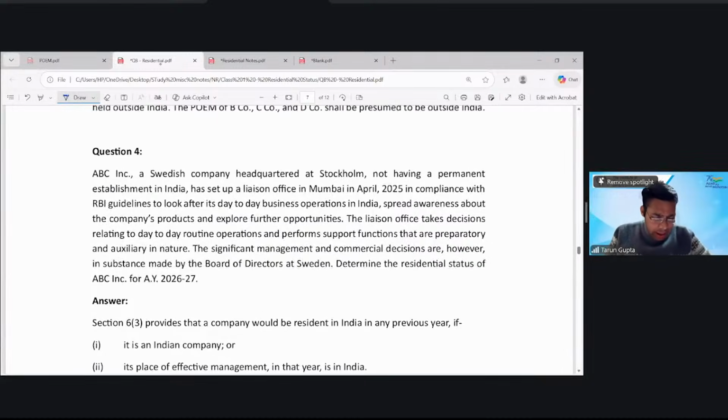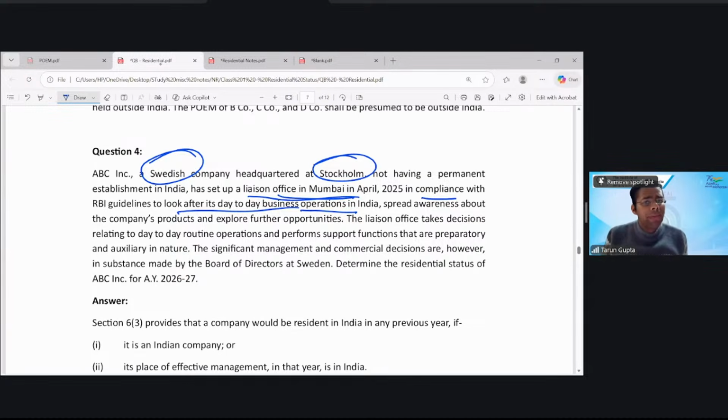A small question. ABC Inc., a Swedish company headquartered in Stockholm, outside India. So it is a foreign company, headquartered outside India. Whether it has a PE in India or not is not relevant to decide the POEM. We discussed this. It has set up a liaison office in Mumbai in April 2025 in compliance with the RBI guidelines to look after day-to-day business operation in India. So what is the liaison office doing? It is supervising day-to-day operation. They are not taking key management commercial decisions.